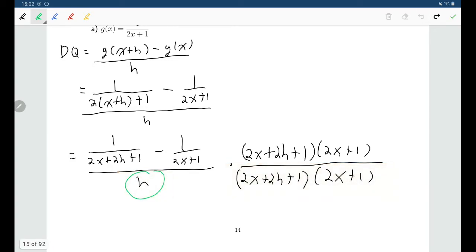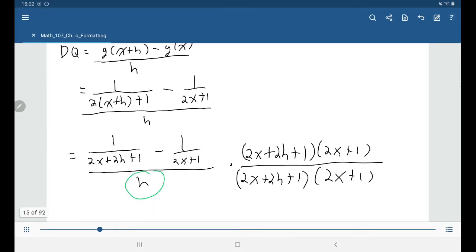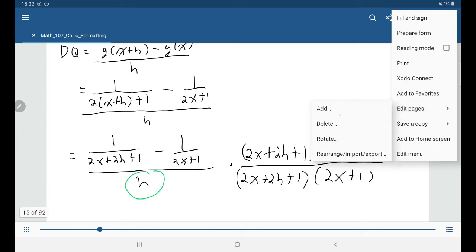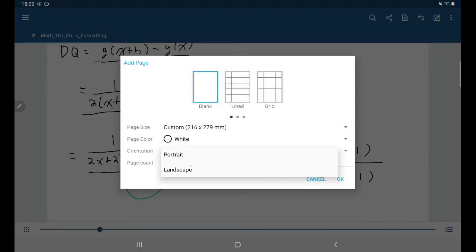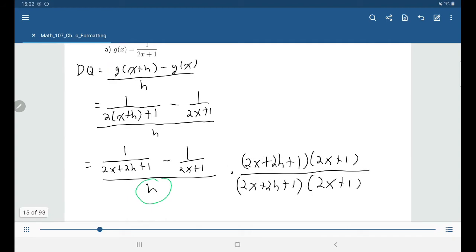And the reason for that is, remember, my goal is to eventually cancel out this h. So why would I multiply it together with a bunch of things? I'll leave it factored. That way it'll be easier for me to do my canceling. All right, so now I'm just going to add myself an extra page here. And let's continue on. As I said, I'm going to multiply top and bottom by that common denominator.